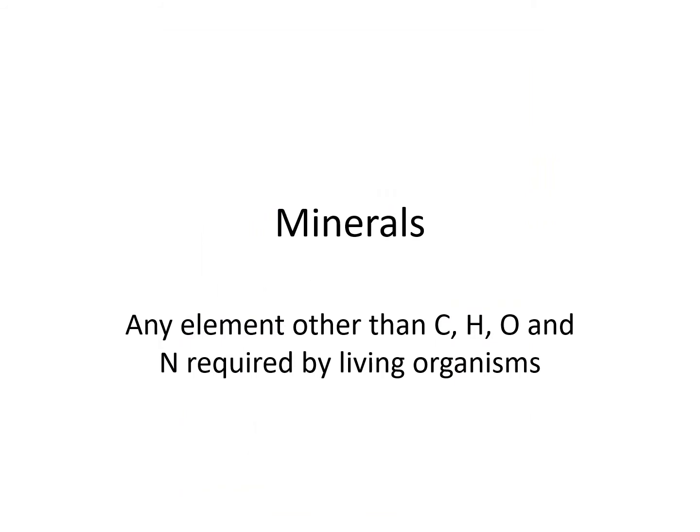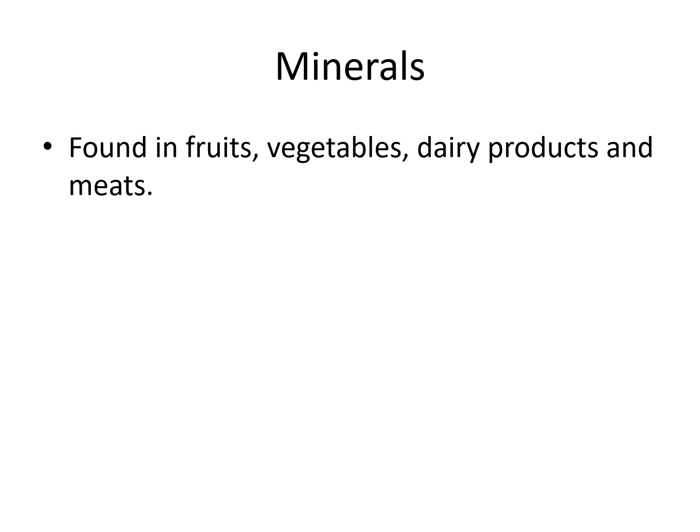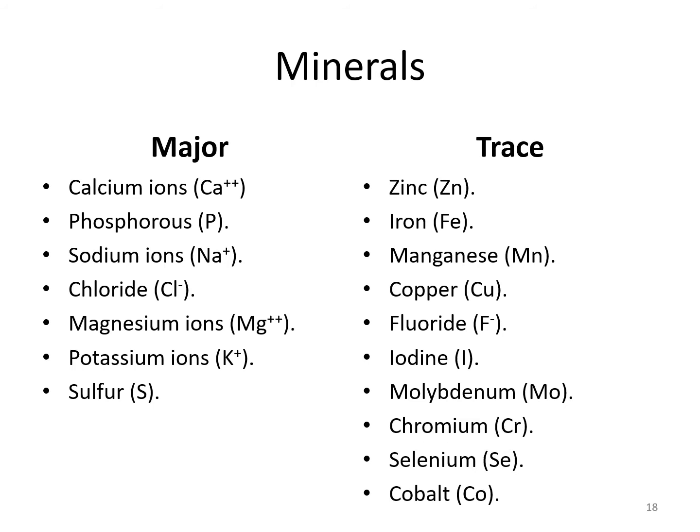Now, the other micronutrient are minerals, and it's any element other than carbon, hydrogen, oxygen, and nitrogen that are required by living organisms. Okay, and so these you find in just about everything: fruits, vegetables, dairy products, and meats. So you find minerals in many different types of food. We can divide minerals into the major and trace minerals. Major ones we need in larger amounts, and trace ones are in very small amounts.